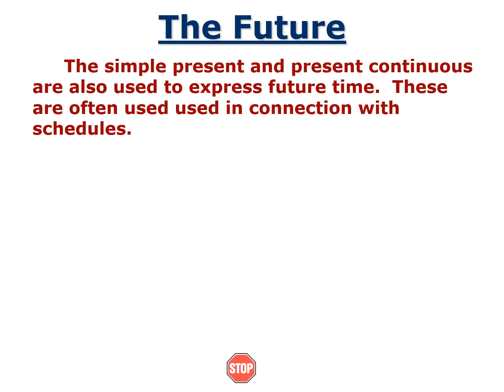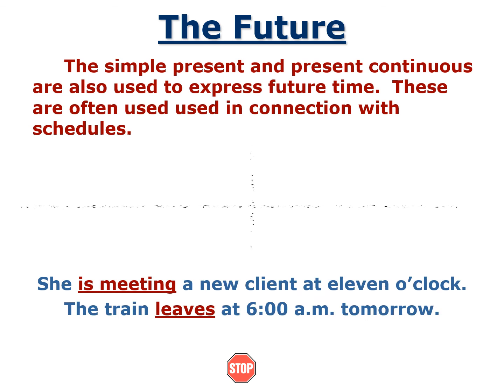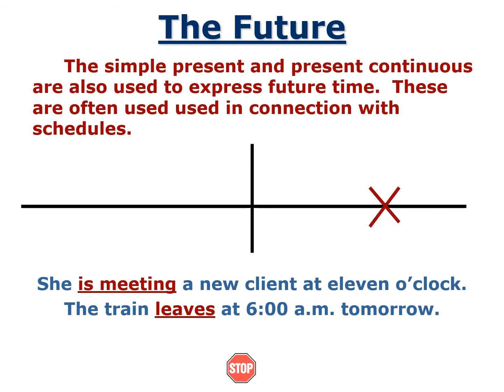Now, the simple present and present continuous are used to express future time. These are often used in connection with schedules. She is meeting a new client at 11. So this is present continuous.